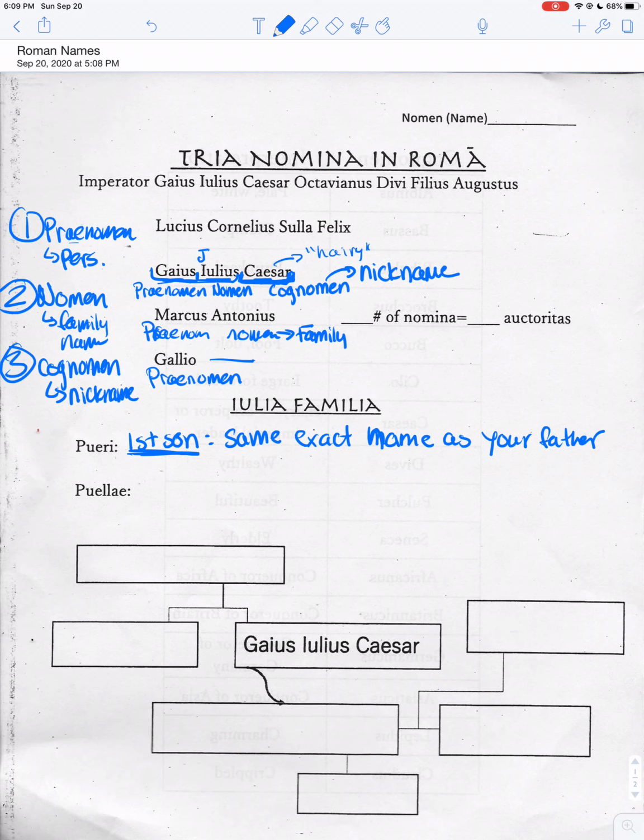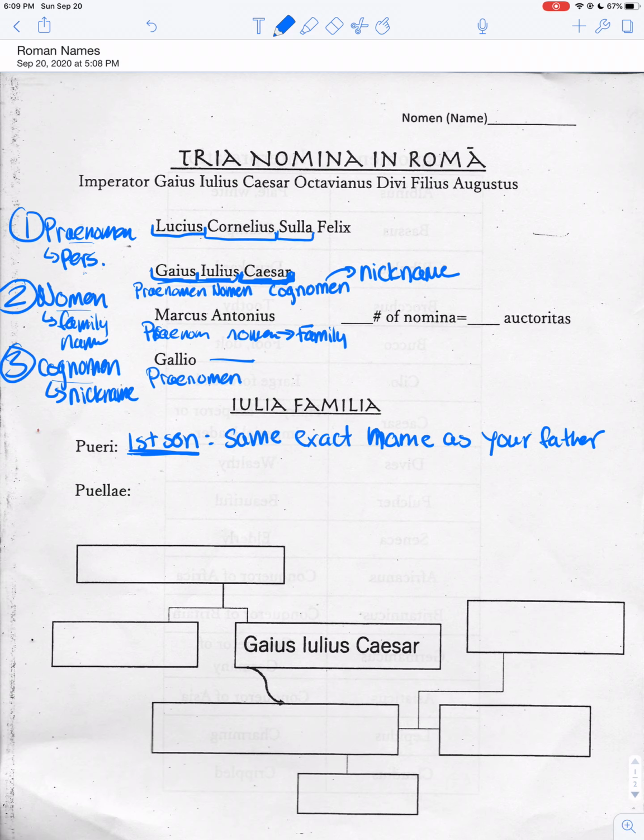So now we have our praenomen, nomen, and cognomen, the three parts to our tria nomina. If you look above Caesar, you'll notice Lucius Cornelius Sulla Felix. So again, Lucius is what part of the name? That's our praenomen. So that's his personal name. Cornelius, that's going to be our nomen. So his family name, he's come from the Cornelia family.